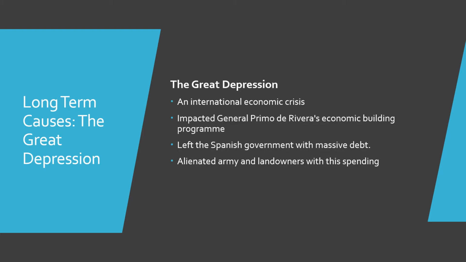The Great Depression was a global economic crisis which severely impacted Spain. Spain was an agricultural economy that depended on exports to increase revenue. These exports included wine, olive oil, fruit.